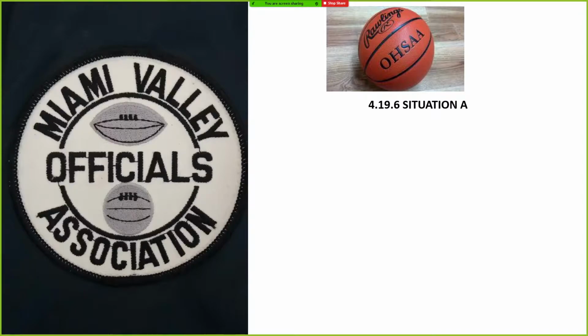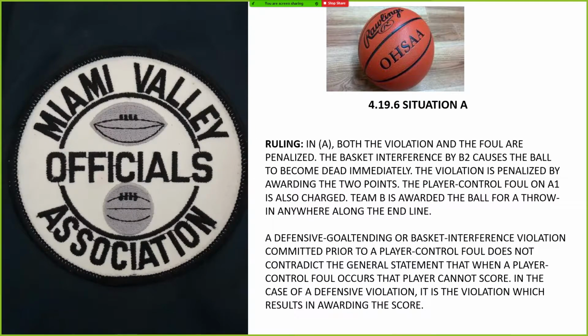4.19.6 situation A. Ruling in A, both the violation and the foul are penalized. The basket interference by B2 causes the ball to become dead immediately. The violation is penalized by awarding the 2 points. The player control foul on A1 is also charged. Team B is awarded the ball for a throw-in anywhere along the end line.